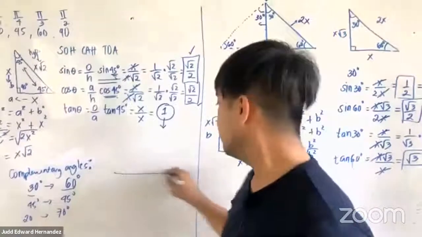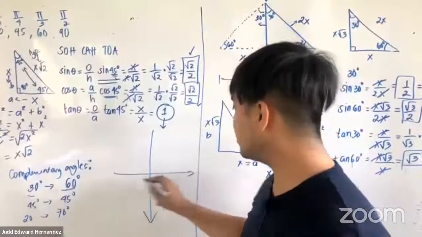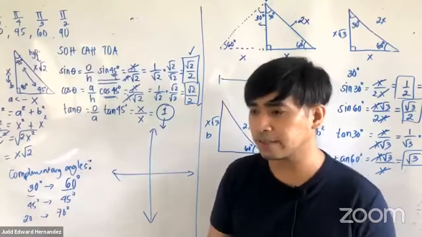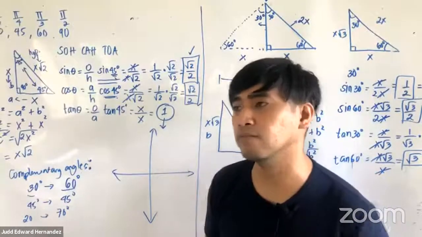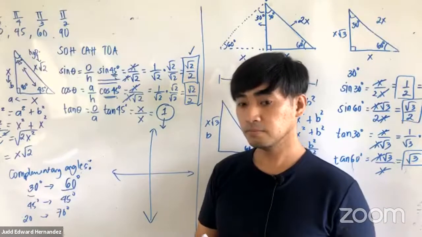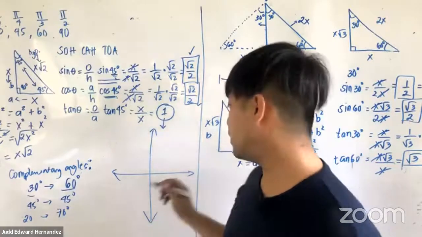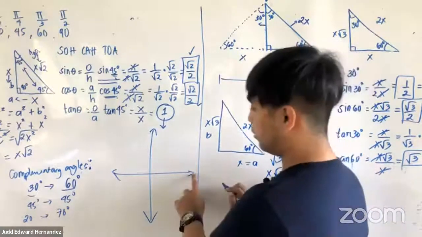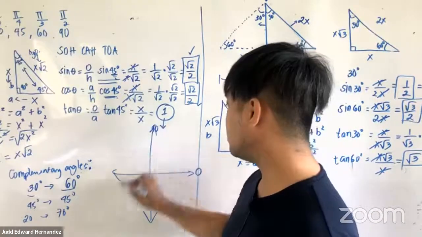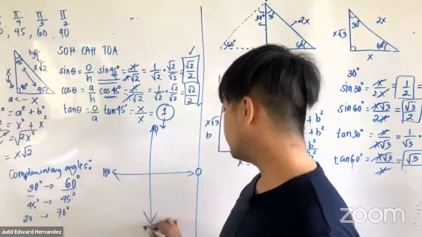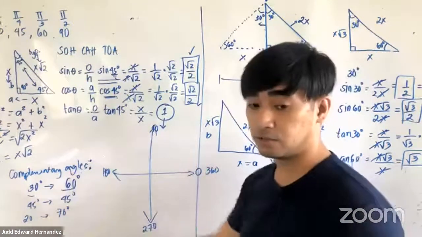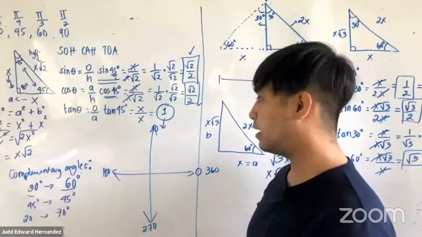So, what if mag-fall naman siya sa quadrantal angle natin? Ulitin ko, ano po ba yung mga quadrantal angle? Baka mamaya nakalimutan na. Ito po yung mga quadrantal angles natin. These are 0, 90, 180, 270, 360, so on and so forth.